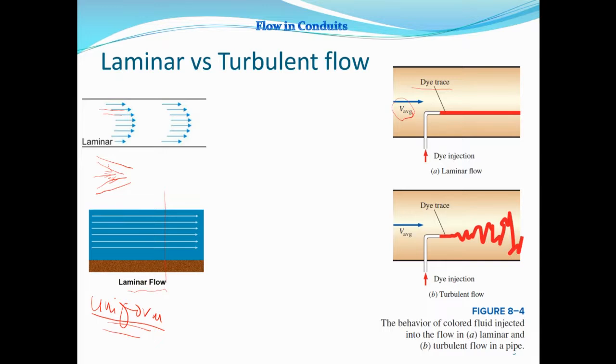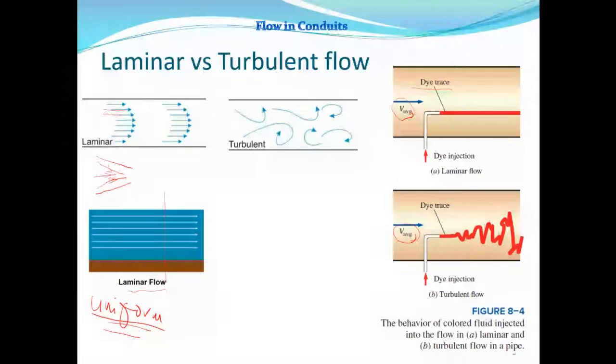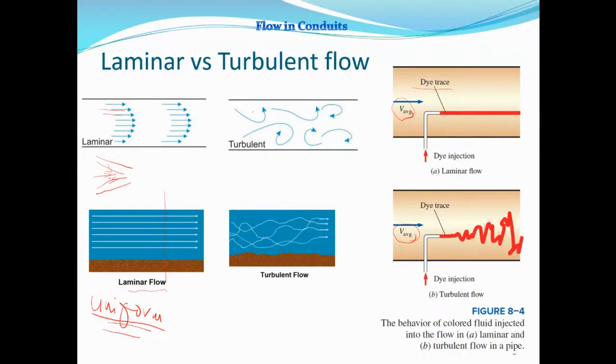Okay, now when you inject it, if the flow is turbulent, you will see the dye mixing up. You can see that it is mixing up. It is moving in random motion, and that is because of the high velocity of flow. Okay, that is prevalent in turbulent flow. So in turbulent flow, you have mixing, eddying. The fluid particles are mixing in all directions, and the streamlines are not linear. Okay, the streamlines are not clearly defined as in laminar flow.